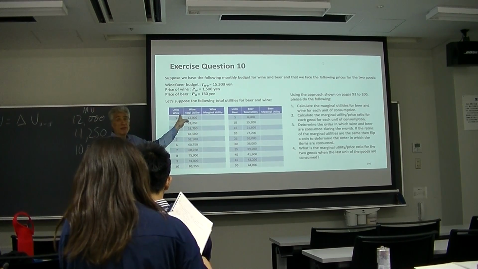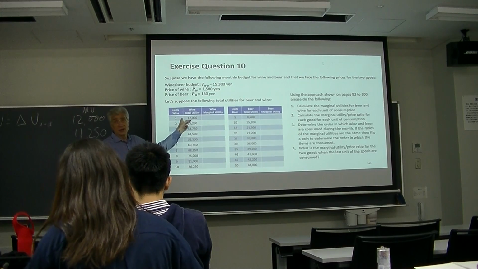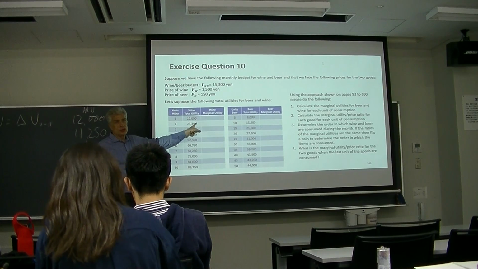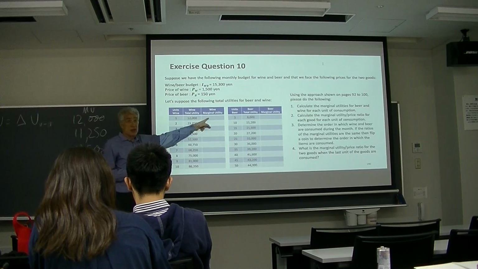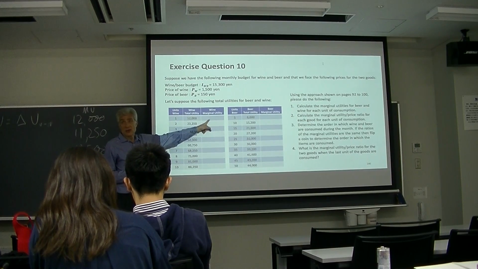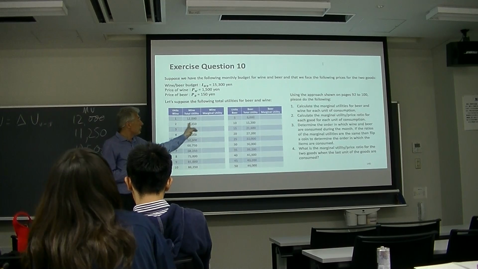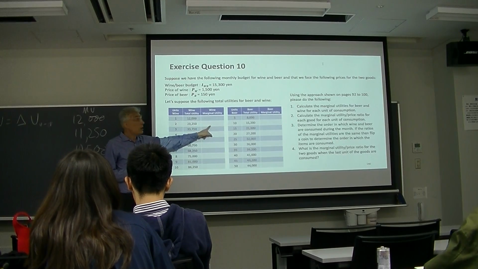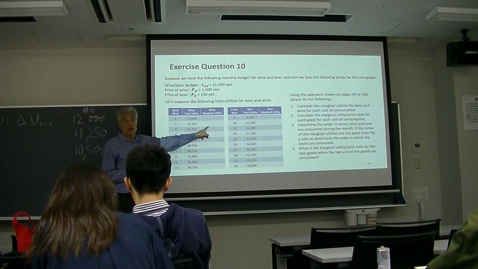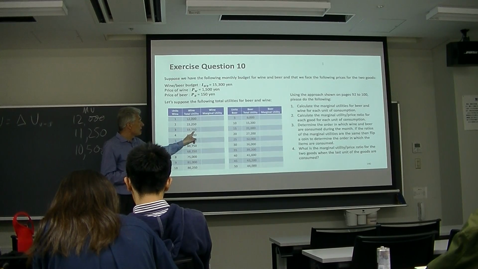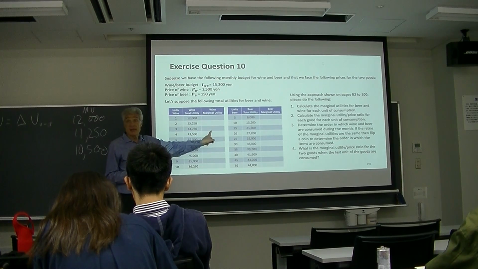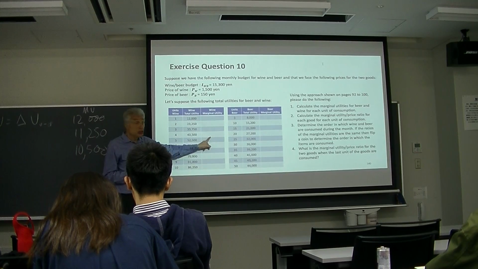Before you have that first bottle of wine, you have 0 utility. And then boom, it shoots up to 12,000. So your increase in utility is 12,000. You've increased from 0 to 12,000. Then you increase to 23,250, an increase of 11,250. Then to 33,750, an increase of 10,500, and so on.